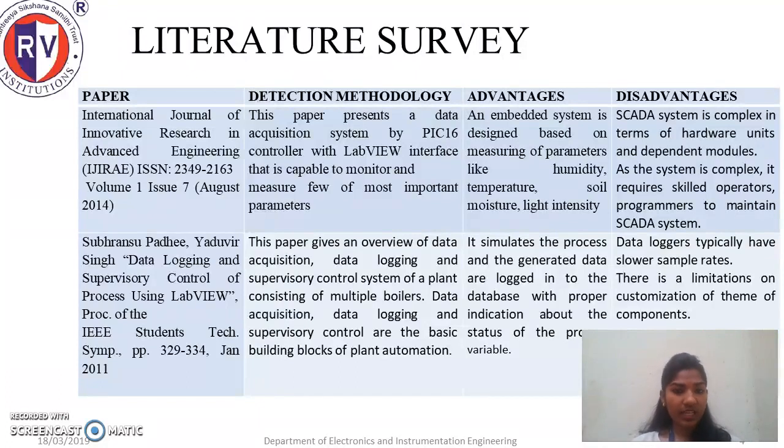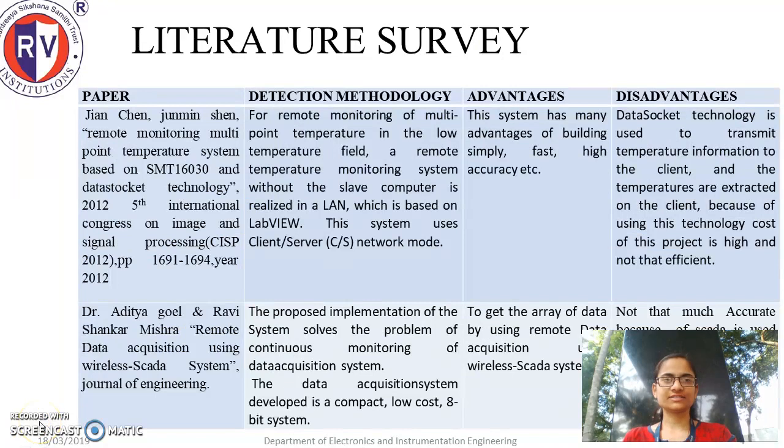The advantages would be, it simulates the process and the generated data are logged in to the database with proper indication about the status of the process variable. And the disadvantage is, data loggers typically have slower sample rates and there is a limitation on the customization of the themes of components.